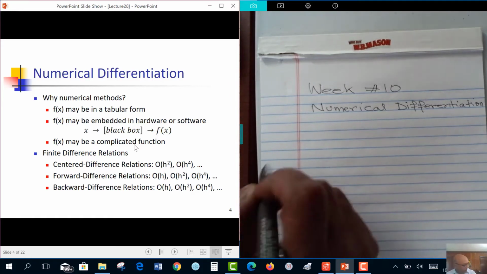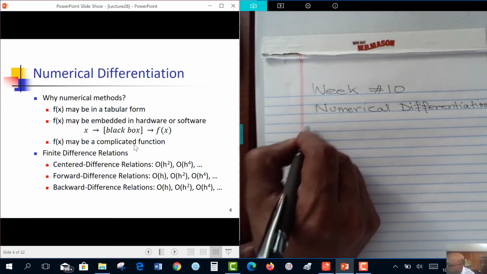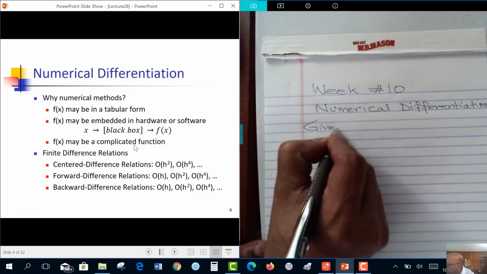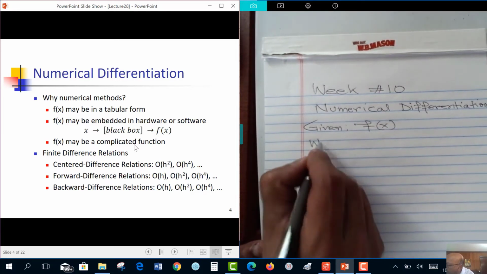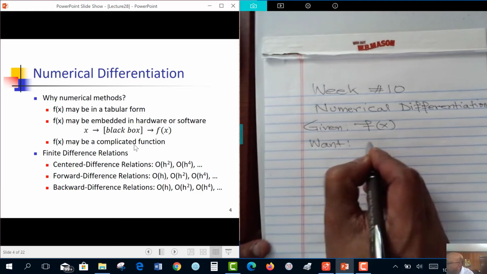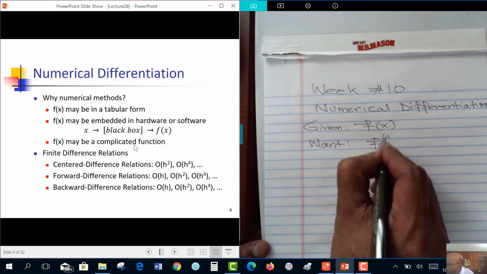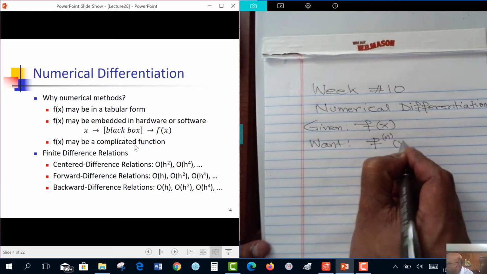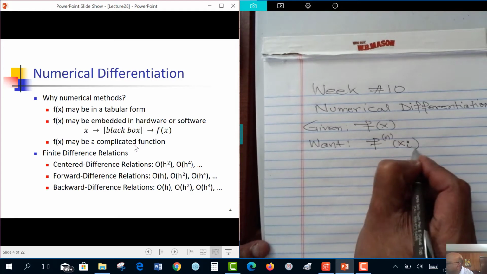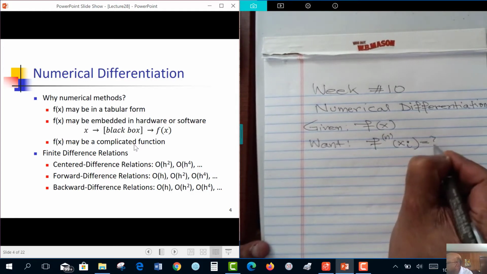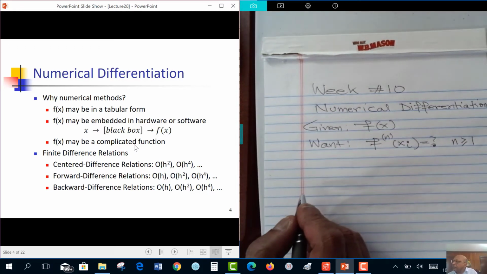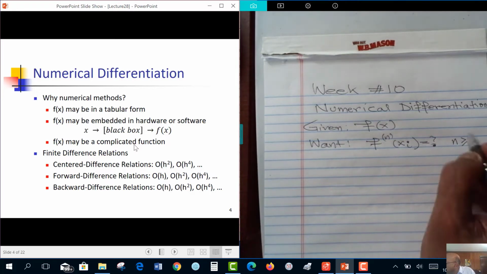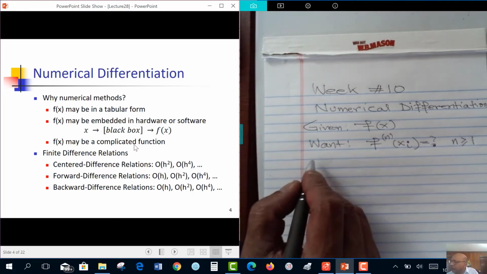So here is our problem. We are given a function in some form. And what we want is the nth derivative at some particular x, where n is one or more. Sorry, one or more, first derivative or more.